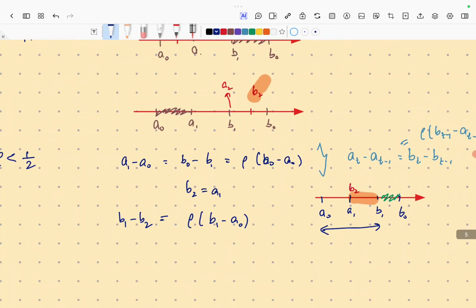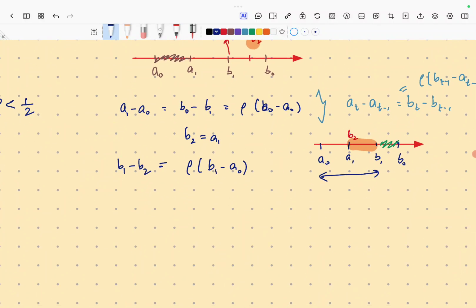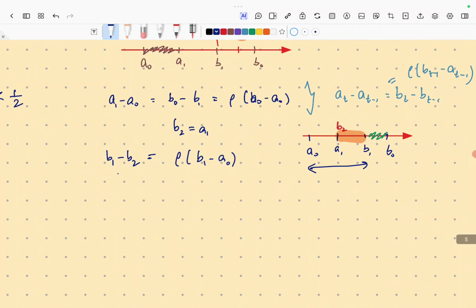So what is B1 minus B2 equal to? It is 1 minus 2 rho times B0 minus A0. So B1 minus B2 is equal to B1 minus A1, which is equal to 1 minus 2 rho times B0 minus A0.